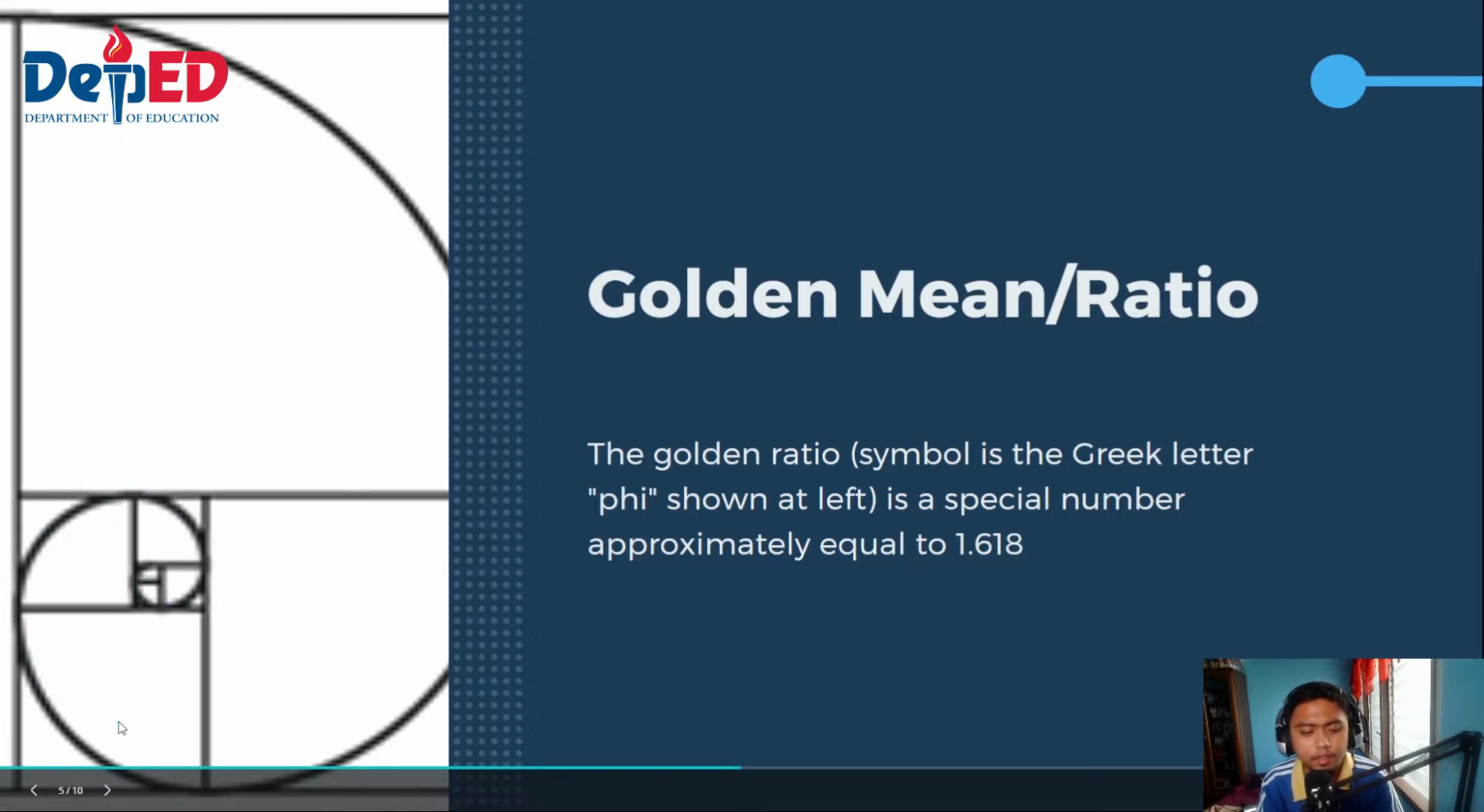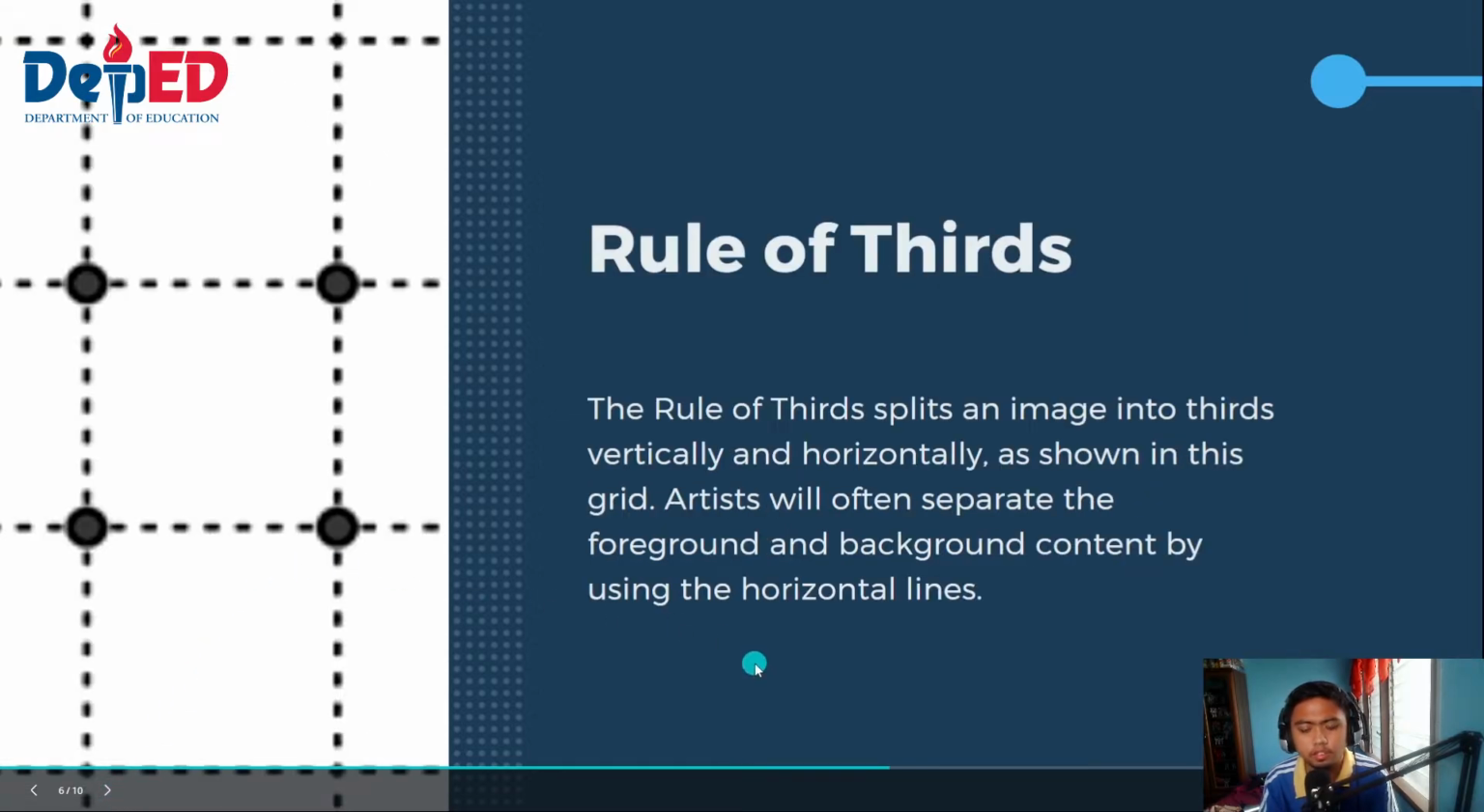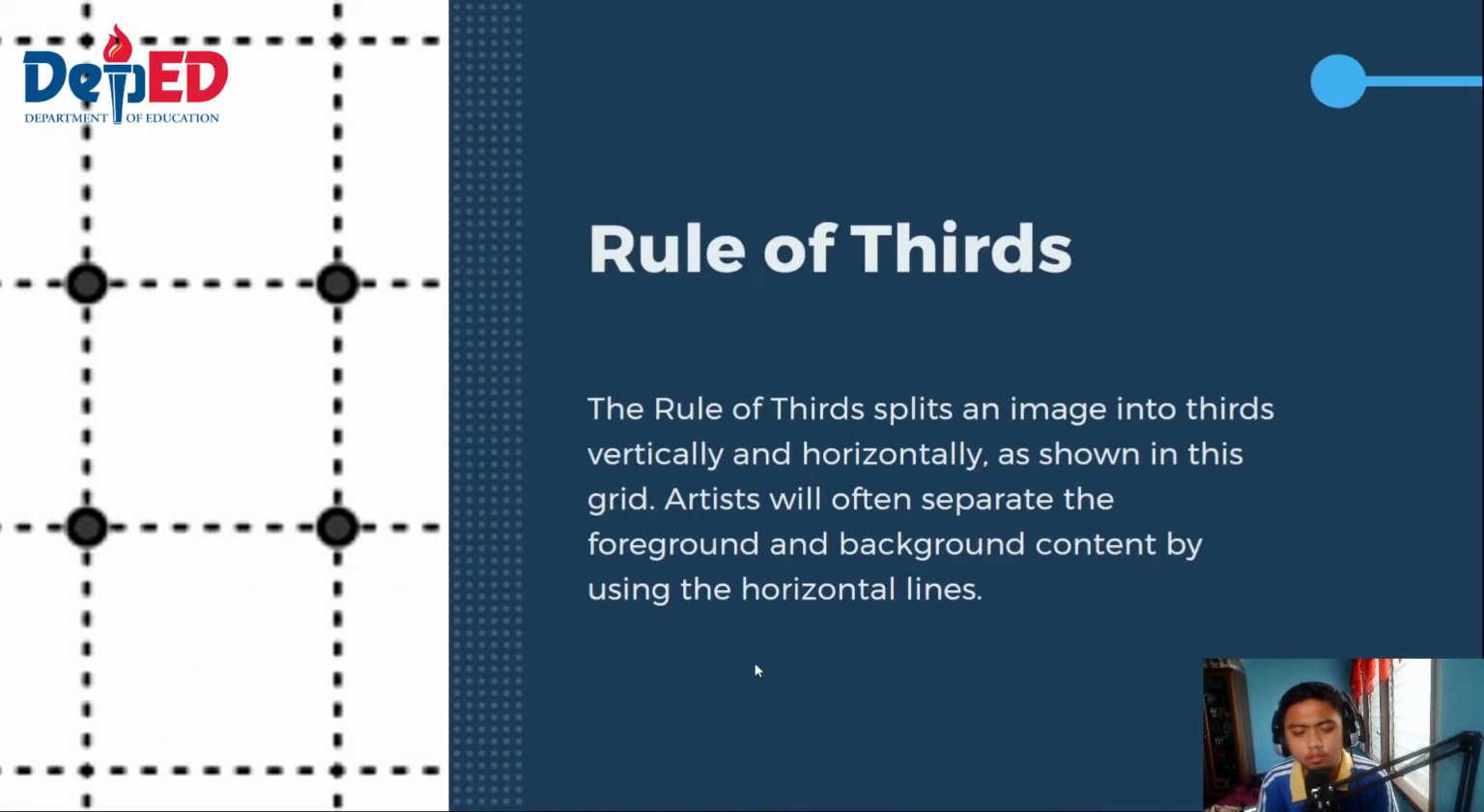And then of course the rule of thirds. This is the most basic among all the rules that you need to consider, and this is the most widely used. The rule of thirds splits an image into thirds vertically and horizontally as shown in this grid. Artists will often separate the foreground and background content by using the horizontal lines.